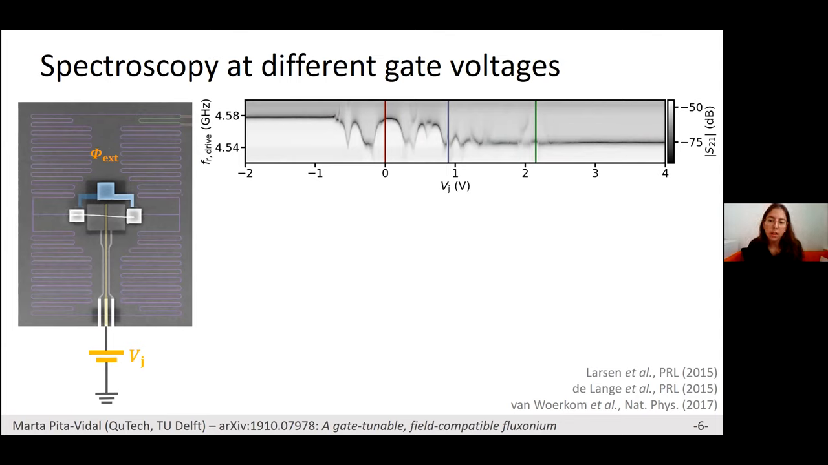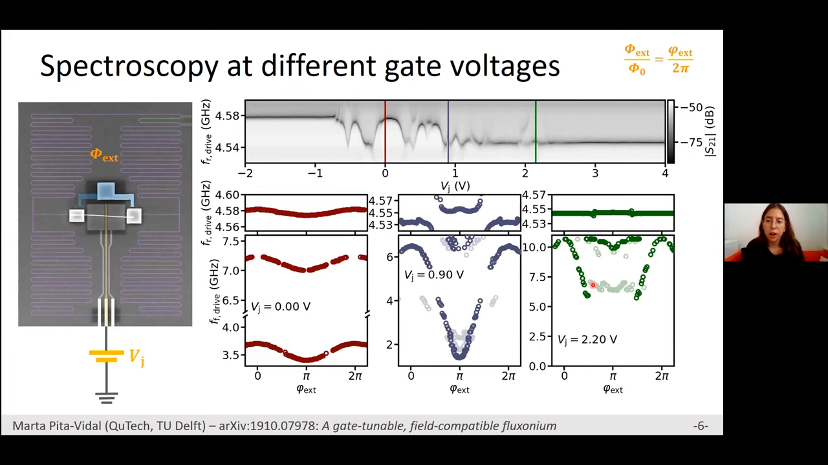oscillate with gate. So the fact that the fluxonium CJ changes with gate results from a frequency change of its transitions. And as these transitions move around in frequency, they push the resonator's resonance frequency with different strengths, resulting in this dependence that we observed on VJ. To confirm this interpretation, we chose three different gate points, indicated here with vertical lines, to perform spectroscopy.